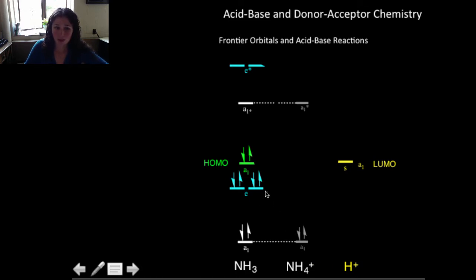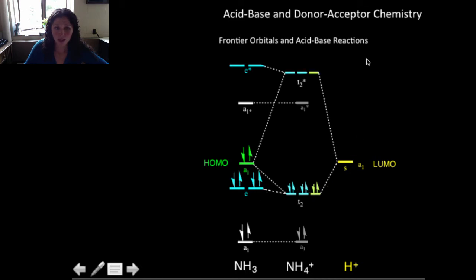Now what's left over is these A1 and the E group. And what's going to happen is the A1 and the E group are going to interact with this A1 LUMO on hydrogen to give you a new T2 set. Okay, the symmetry labels have changed because I've changed my symmetry. So the A1 and the E combine to give you T2 bonding and T2 anti-bonding orbitals on this new molecule, or rather, this new molecular orbital set.